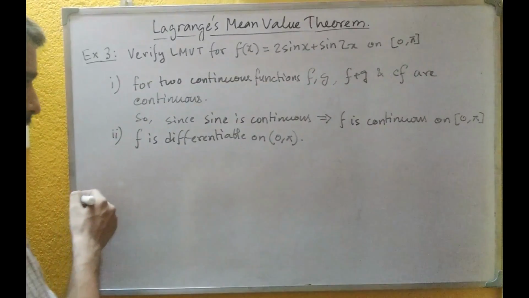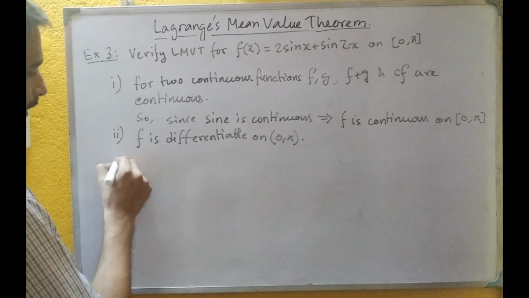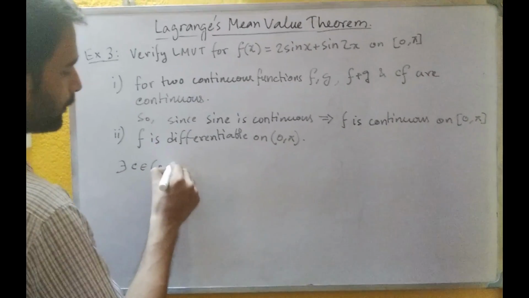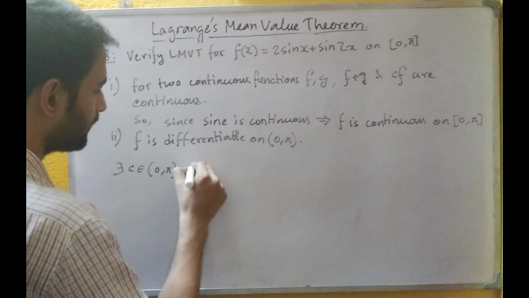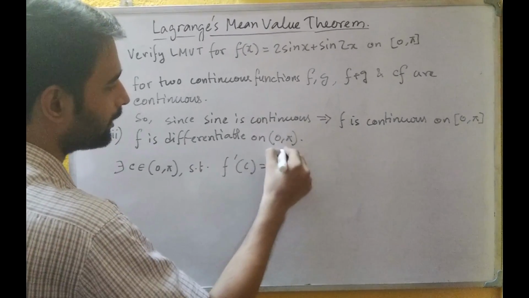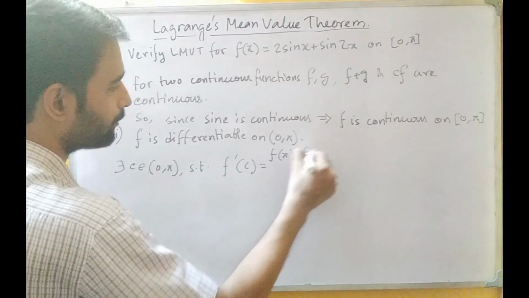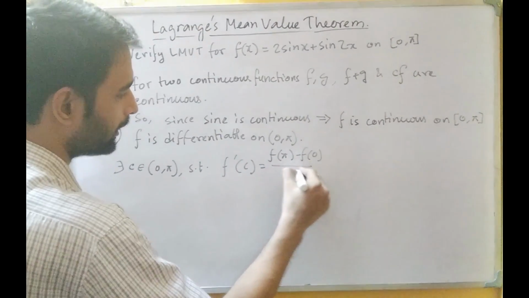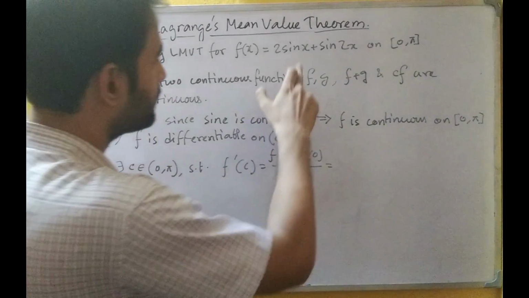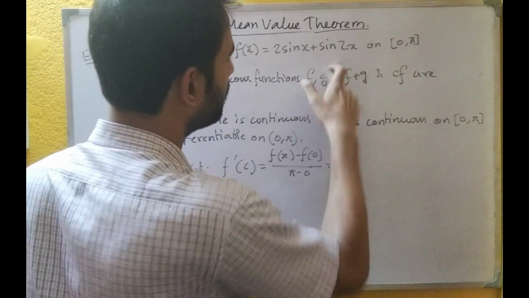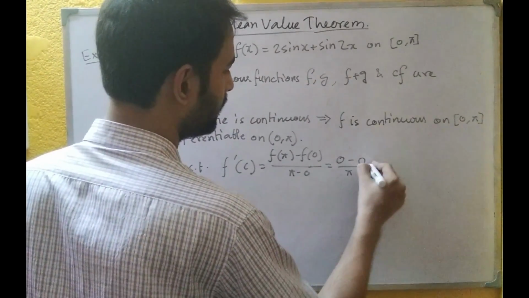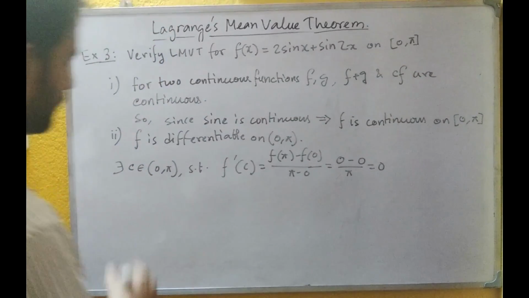Now let us move to the conclusion. That means there exists some point c within the open interval 0, pi where the derivative should be f of pi minus f of 0 over pi minus 0. Now what is f of pi? It is 2 sin pi plus sin 2 pi. That means both are 0, over pi. So it is 0.